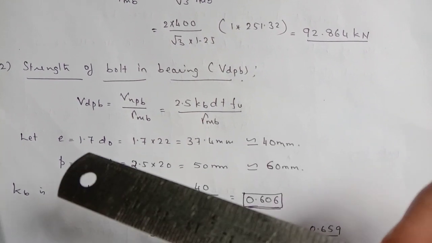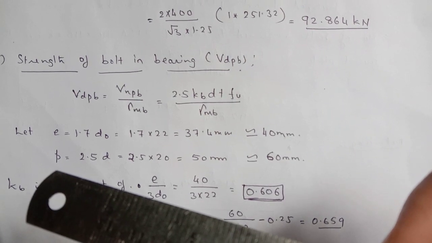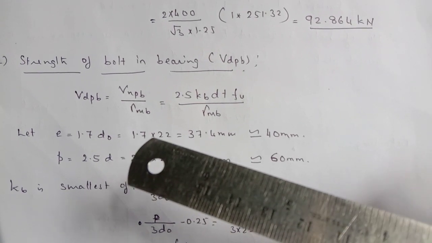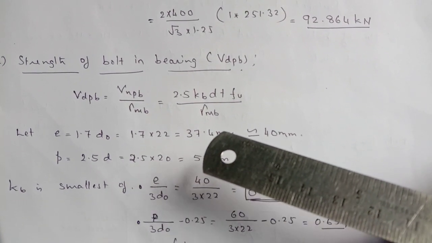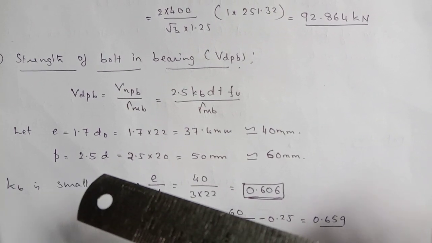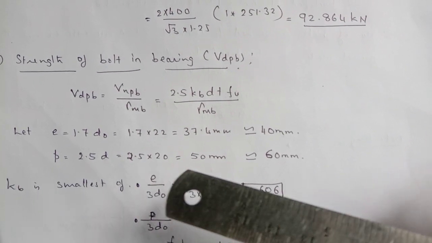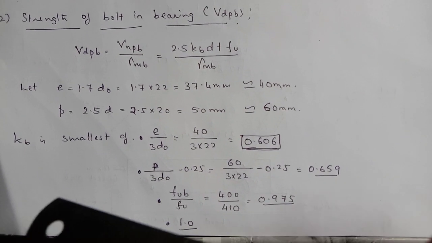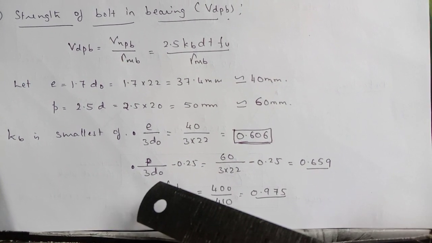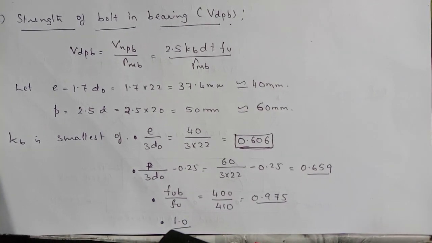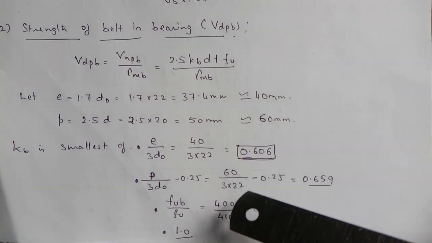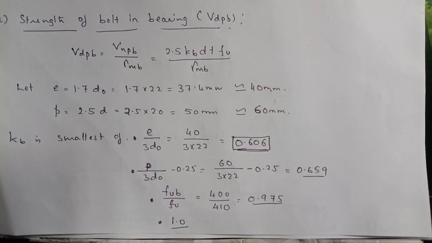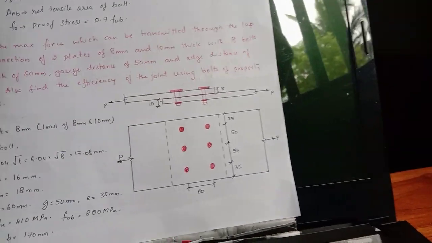Now the strength of bolt in bearing works out to be Vdpb equal to 2.5 kb d t fu divided by gamma mb. Let us calculate edge distance and pitch. Edge distance we are going to take as 1.7 times d0, that is 1.7 into 22, 37.4, taken as 40 mm. Then the pitch distance is taken as 2.5 times the diameter of bolt, works out to be 50 mm. Let us take it as 60 mm. So kb is the smallest of four values, e by 3 d0, p by 3 d0 minus 0.25, fub by fu and 1. Out of all these four, e by 3 d0 gives least value 0.606. So we are going to take kb equal to 0.606.